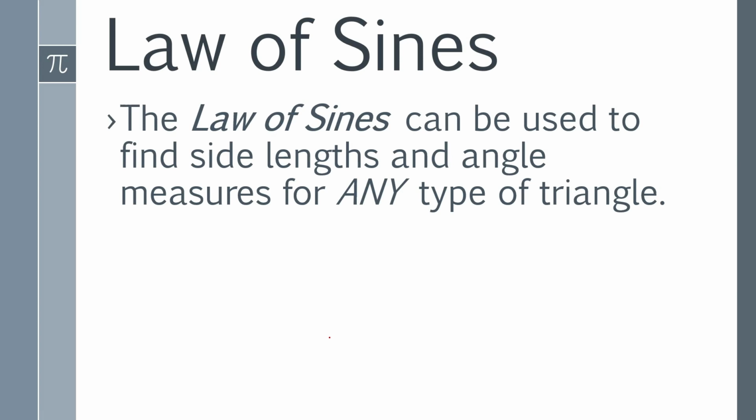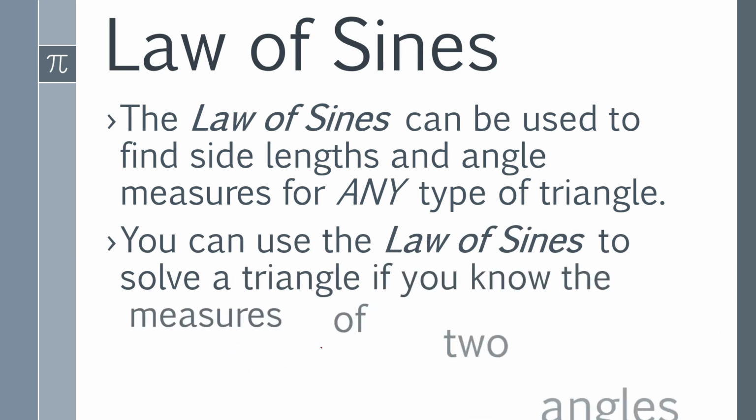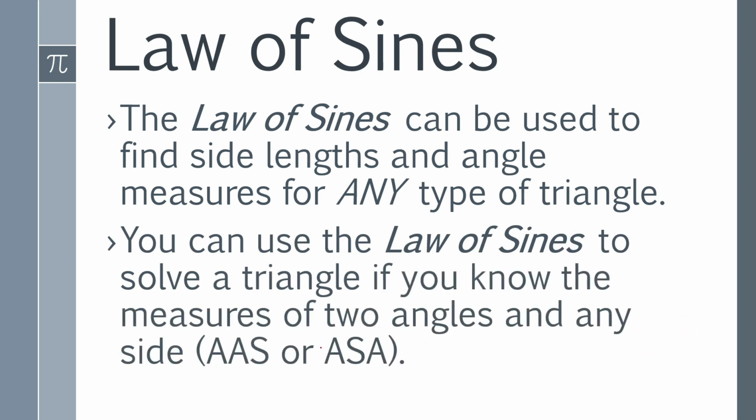The law of sines can be used to find lengths and angle measures for any type of triangle. So we can now use sine to work with triangles beyond right triangles. You can use the law of sines to solve a triangle if you know the measures of two angles and any side length. So you need one side and at least two angles.